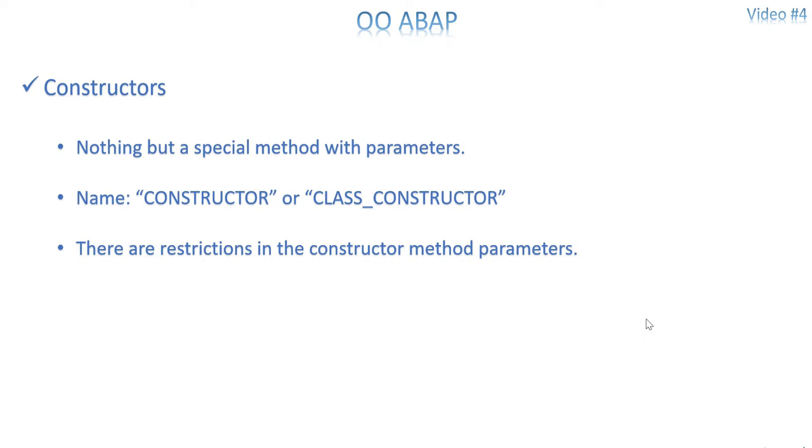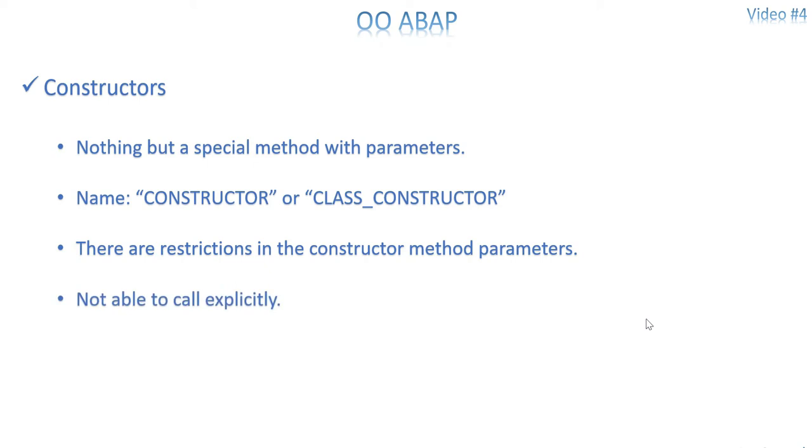In detail, the instance constructor is okay to receive values, but the static constructor is not able to receive values. So there is no parameter at all for the static constructor. An instance constructor has importing parameters and exceptions, and a static constructor doesn't have parameters or exceptions as well.